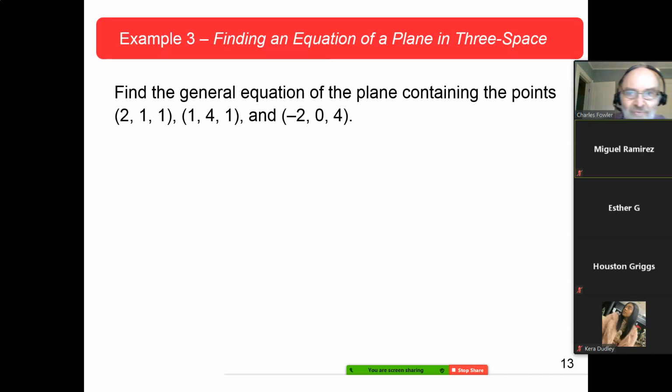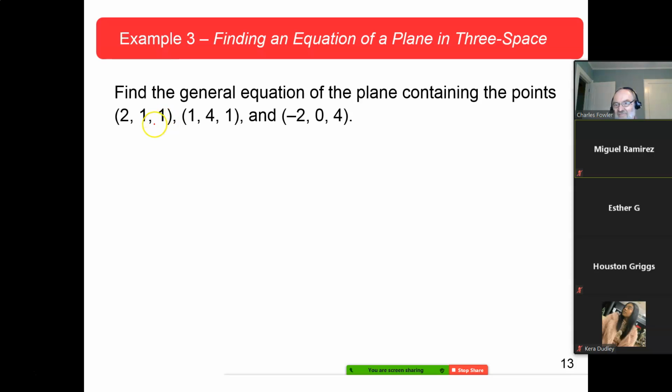We're doing example 3 now. Finding the equation of a plane in 3 space. So it says here, find the general equation, not the standard, but the general equation of the plane containing these 3 points. Here's point 1, point 2, point 3. These are points with parentheses around them. These are coordinates of a point. How would we find the general equation?